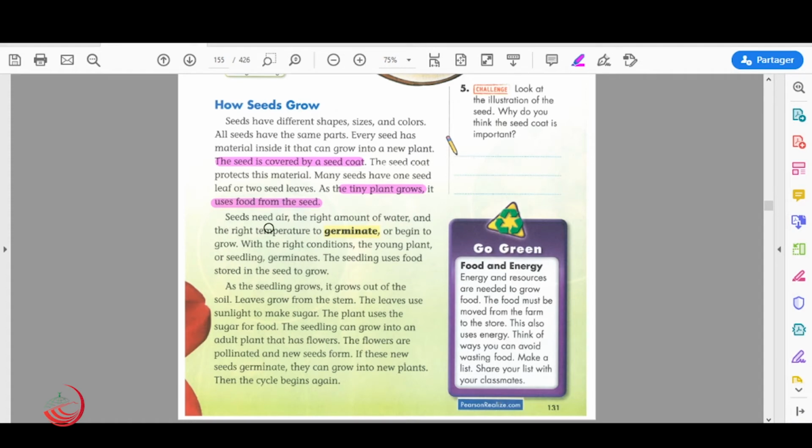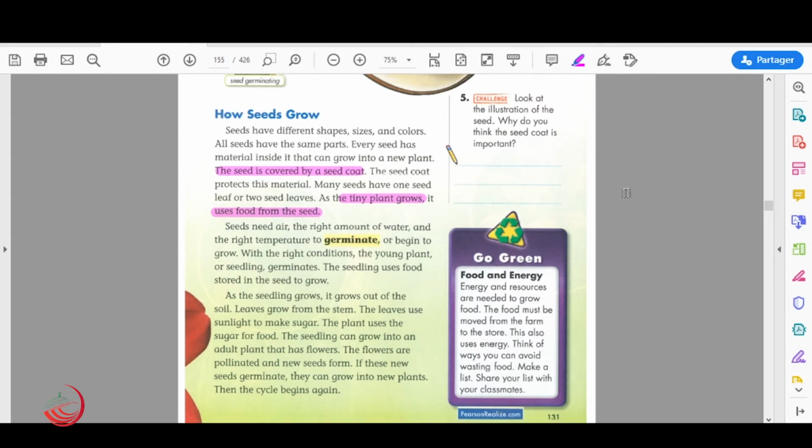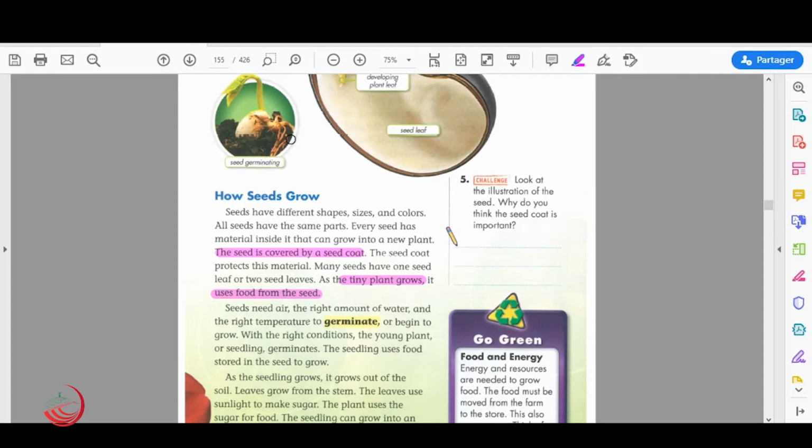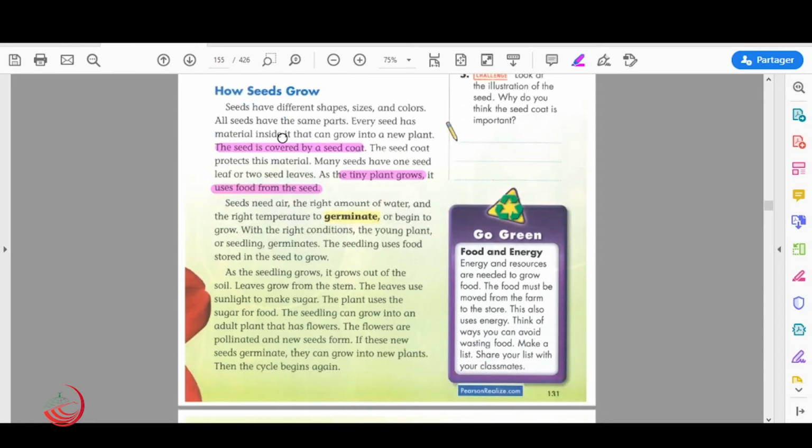Seeds need air, the right amount of water, and the right temperature to germinate. So what do we mean by germinate? Germinate is to grow out of the seeds and be produced as a new plant. Okay, or begin to grow. So to germinate or to begin to grow.